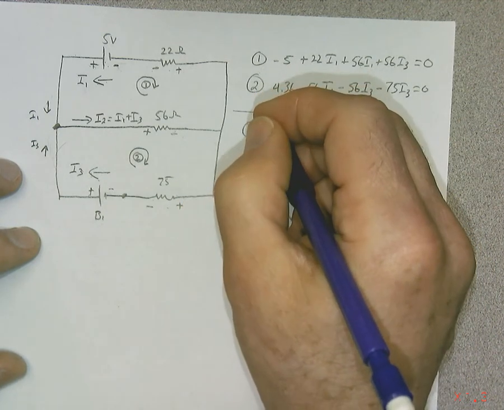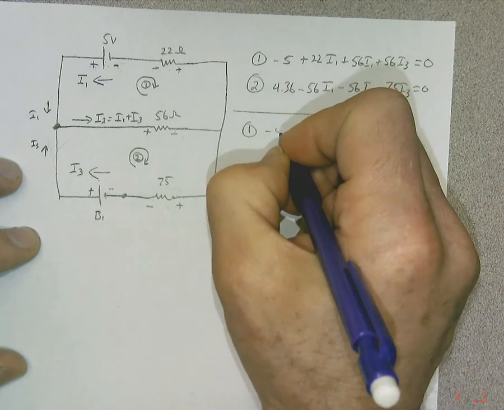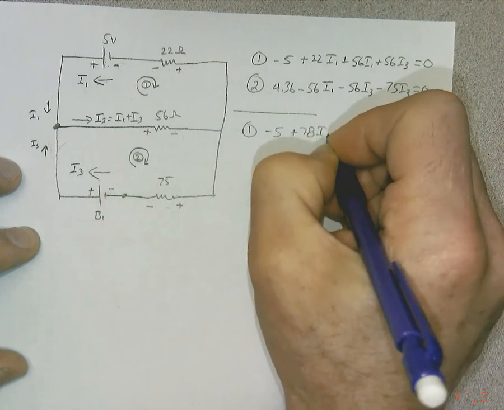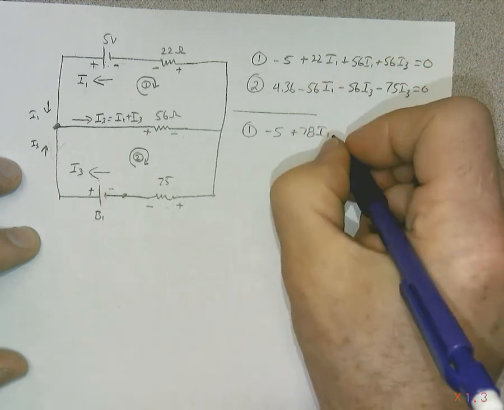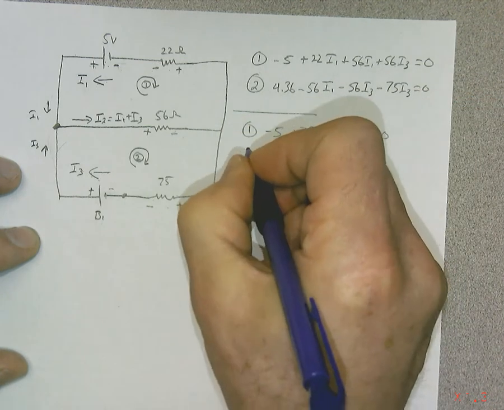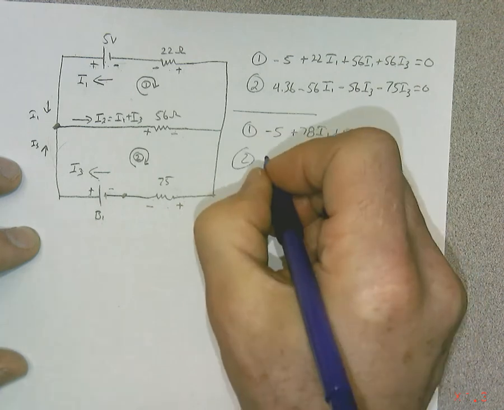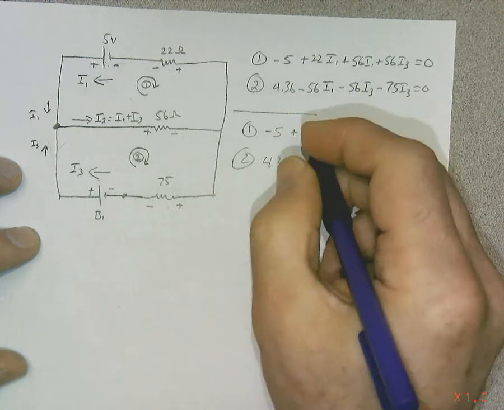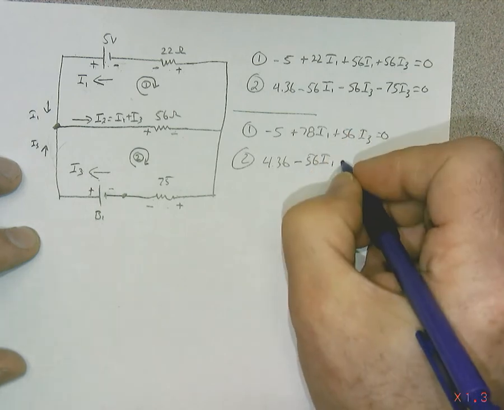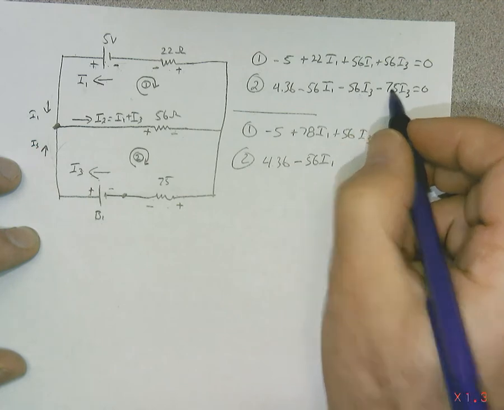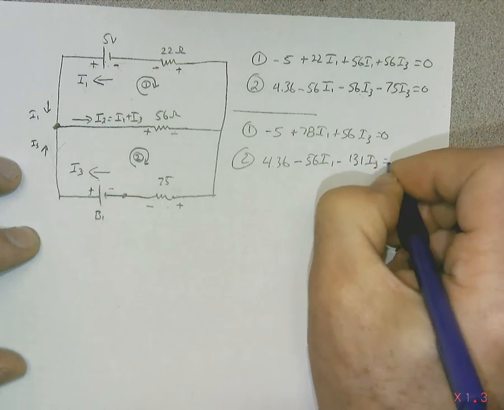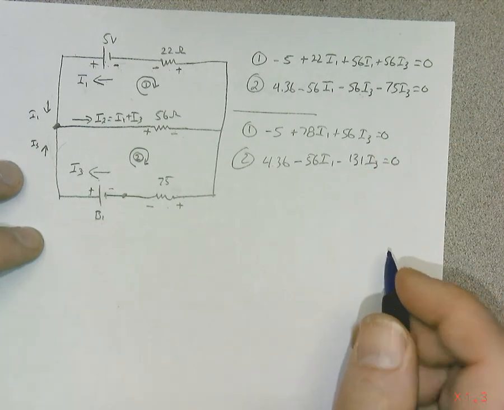Equation 1. So what I'm going to do is rewrite this: minus 5 plus 78 I1, these two, plus 56 I3 is equal to 0. Equation 2 simplified: 4.36 minus 56 I1, and then we have minus 56 and minus 75, minus 131 I3 is equal to 0. There we go. They're now simplified.